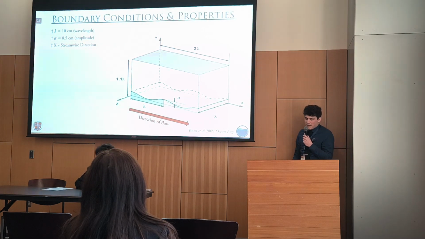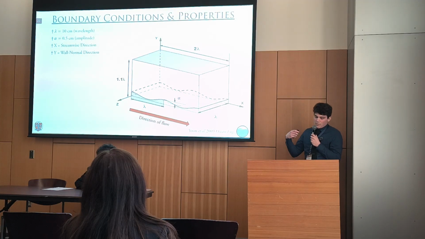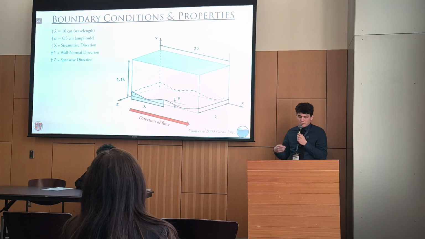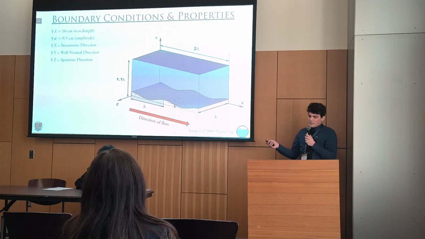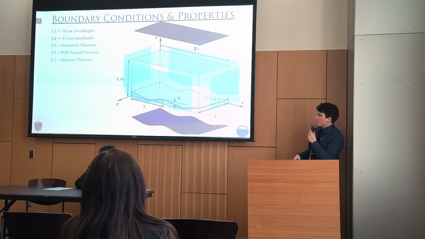Flow is moving in the positive x direction, y is our wall normal direction, and z is our spanwise direction. These are our faces of the boundary. To explode that out, you can see that these are our periodic faces, and these are no-slip walls. This is just like a cosine wave at the bottom.